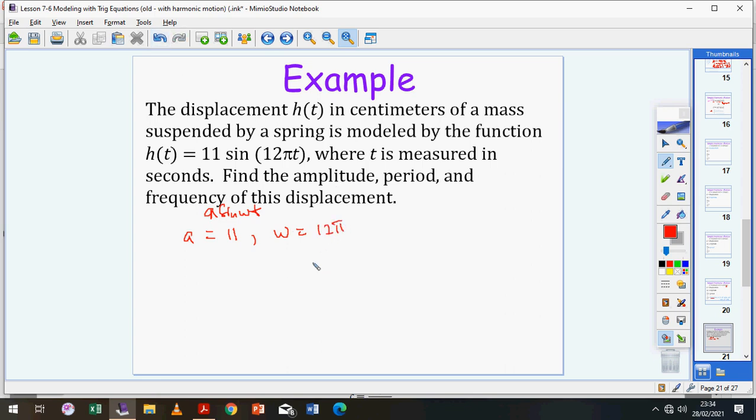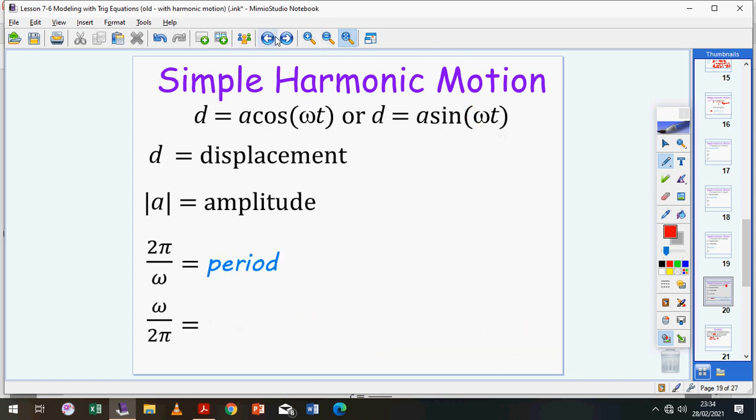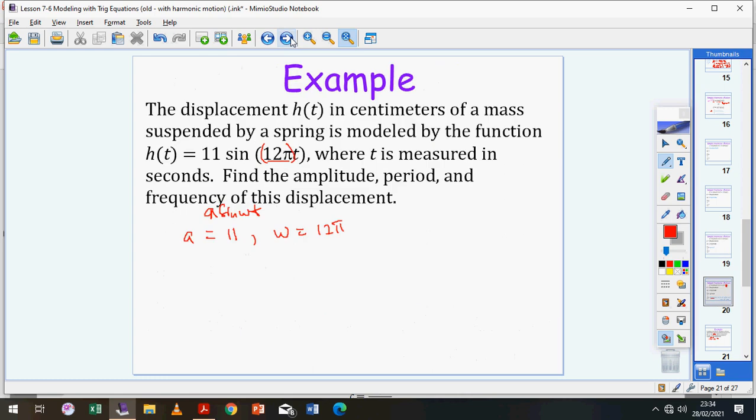And I hope you see that omega is whatever expression is coming before the t, because this equation was clear, a sine omega t. So whatever kind of expression or values or figures are before the variable, which is t, that's what your omega is. So here 12 pi is before the variable, so that has to be my omega. 12 pi is my omega.